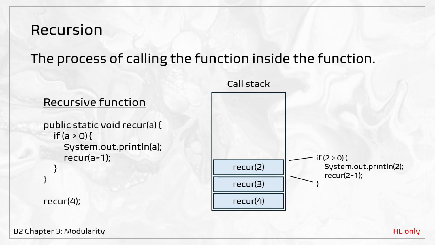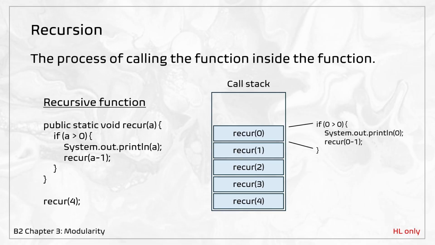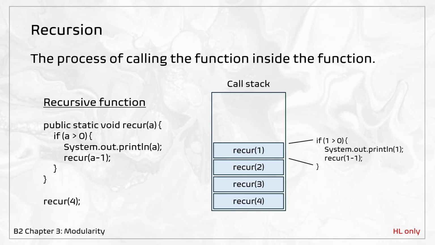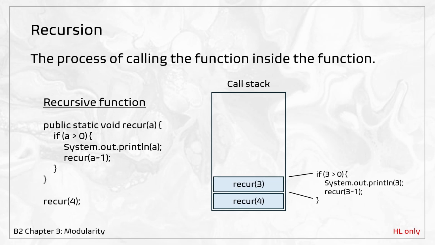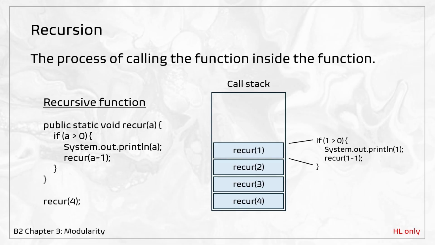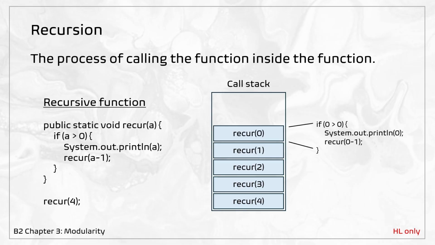The only way to exit this loop is for a function to not call itself, which it doesn't in the case that this recursive function is called with a value of 0, as it doesn't fulfill the condition in the if statement. In this case, the print line and the call itself are skipped, so recur 0 finishes, which then allows recur 1 to finish, and the calls in the stack are then popped in order. The total output of this recursive function would be 4, 3, 2, and 1, as the print statement for 4 came first, then for 3, then for 2, then for 1, and since 0 isn't greater than 0, this print line would never execute, giving us this output over here.